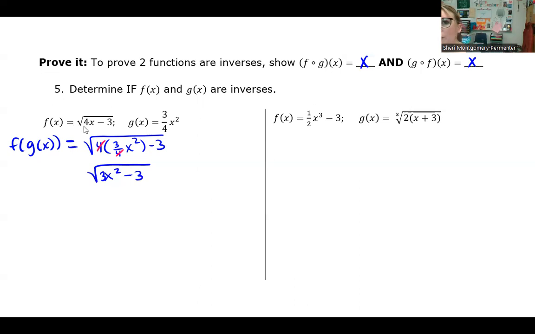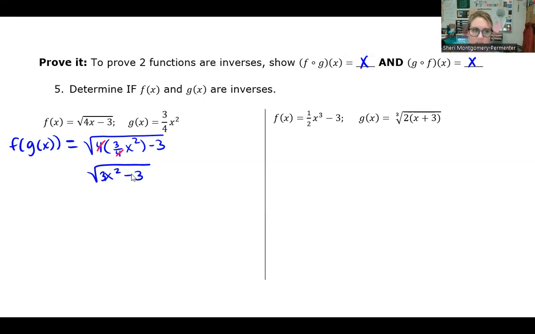Here I'm square rooting stuff and then I'm squaring stuff. Well, those are inverse operations. Here I'm multiplying by 4 and here I'm dividing by 4. That's an inverse operation. Here I'm subtracting 3, but here I'm multiplying by 3. Is that an inverse operation? No. So I can stop there.